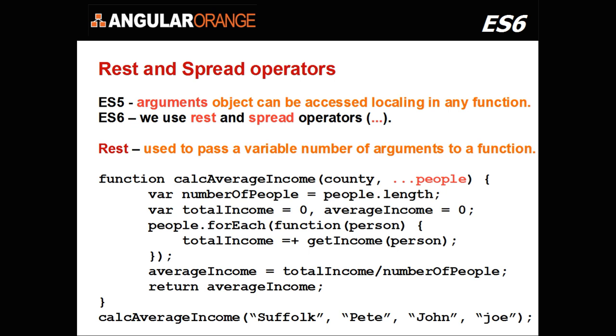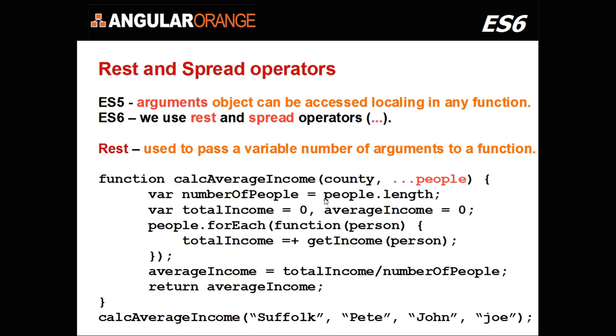So for example, suppose I had a function. I implement it with a dot dot dot people. The goal is to call the function with an argument, county, and a list of a variable number of people. So this could be Pete and John, Pete, John, Joe, Pete, Mary, Joe, John, whatever. The call would still work. So the way I do that is I use the rest operator, and I have this dot dot dot notation with this people array, or let's say a collection.